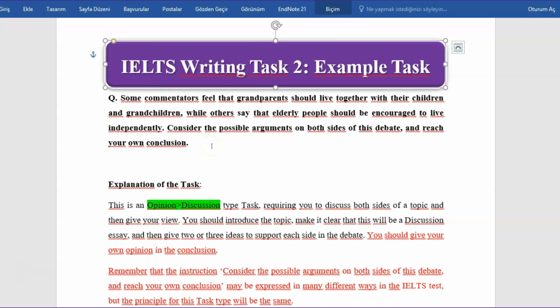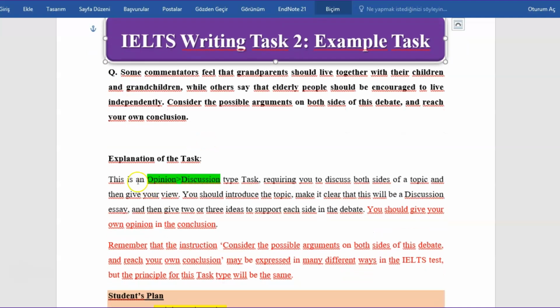What do we know about this question and this task? Okay, this is actually an opinion or discussion type essay, right? The question asks for arguments on both sides of this debate, and this question requires us to discuss both sides of the topic and give our own opinion, right?